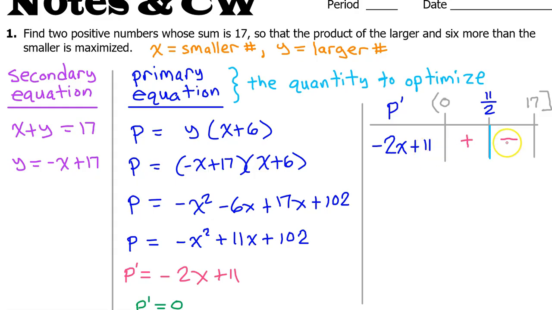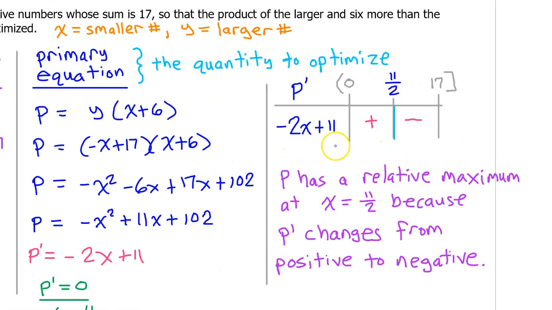That's a negative number. This is the first derivative test, and normally we would say that p has a relative maximum at x equals 11 over 2 because p prime changes from positive to negative. Unfortunately, relative maximum is not good enough. We are trying to maximize p. We need to show that p has an absolute max at 11 over 2, not a relative max.